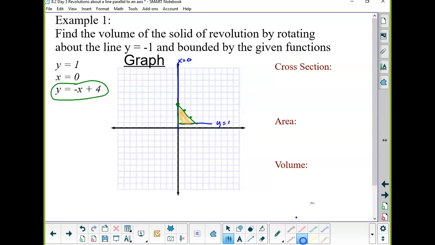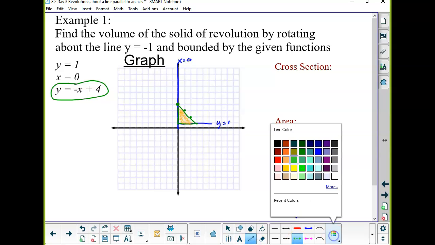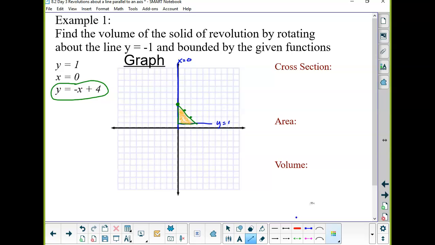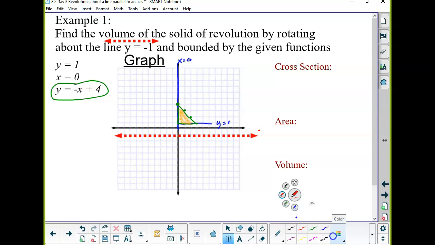Here's the spot you have to be very careful with: they're asking us to rotate about the line y equals -1. So I always draw a dotted line, and then I do a little arrow like that. Sometimes I'll even write the word rotate, so I don't forget where I'm focused. Because a lot of times you can revert back to what you've been doing and rotate about the wrong axis.